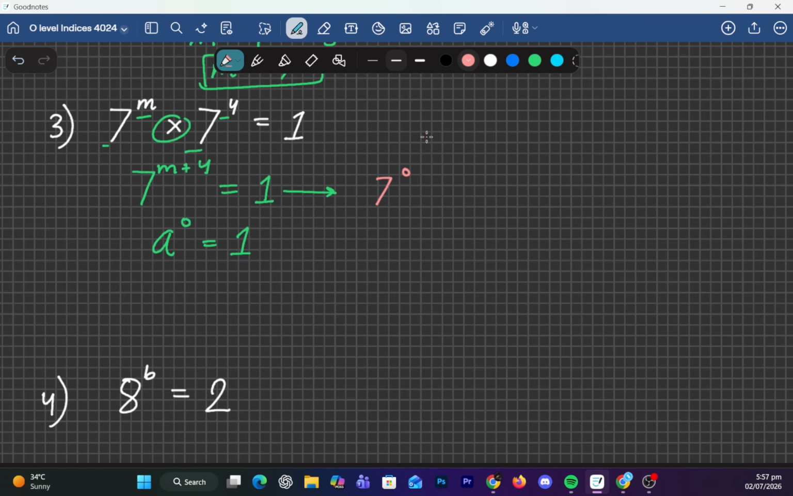So we can write this as 7 to the power m plus 4 is equal to 7 to the power 0. Now we can cancel the 7 on both sides. Now we are left with m plus 4 is equal to 0. Now the value of m will be minus 4. Now let's move on to the next question.